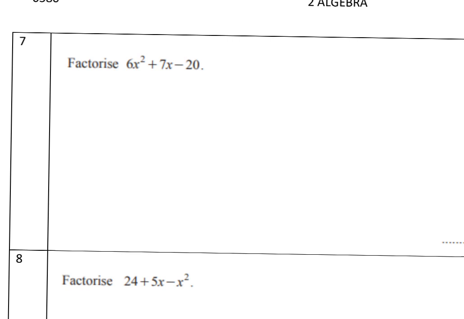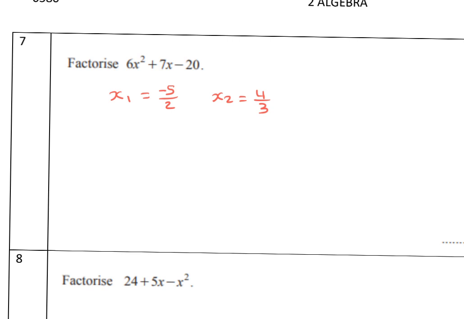So 6 equal, 7 equal, negative 20 equal, then press equal. So we have x1 equals negative 5 over 2. Press equal to find the other value. x2 is 4 over 3.